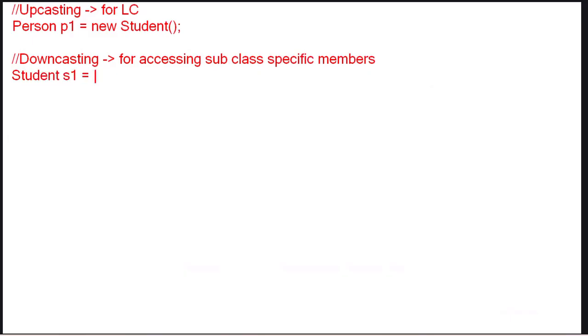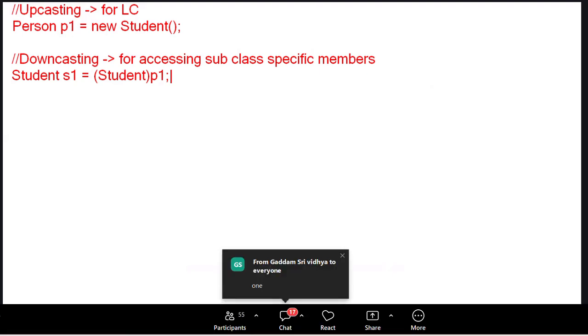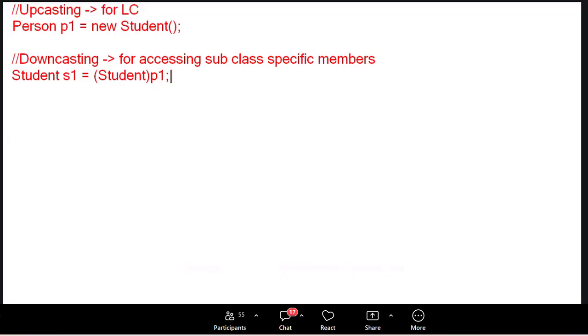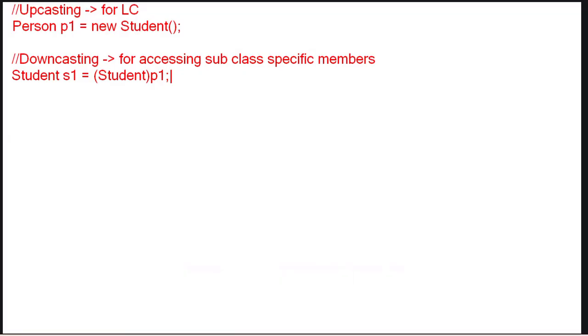Then how to write downcasting? Student S1 equal to (Student) P1. Here and there, are two different objects created, or only one object created? Only one object, the same object. Just in upcasting the reference points to the superclass, in downcasting the reference points to the subclass. Just the reference is changing, but the object is the same. Is the point clear? Now, there is a problem in downcasting.